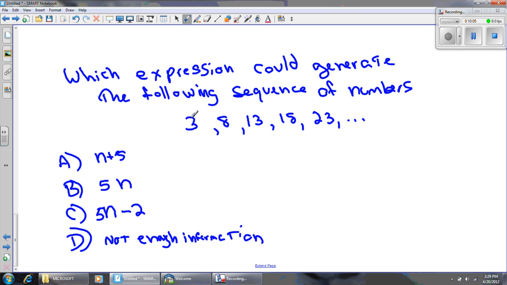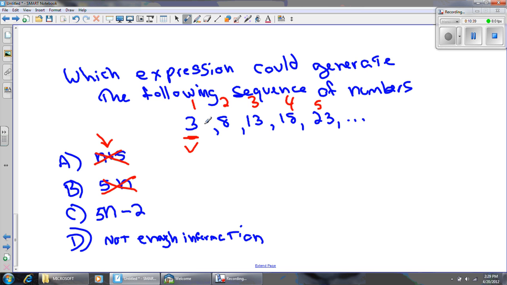All right, now look, this is the first term, the second, the third, the fourth, the fifth. Those of you that think you want to pick A, put 1 in for N. Is 1 plus 5 3? Absolutely not. Then this cannot be the right answer. Let's go down to this one. Is 1 times 5 3? No. Then it's not the right answer. Okay? It is 5 times 1 minus 2 3. Yes, it is. That one checks. I'm going to check 3 or 4 before I settle on the answer.